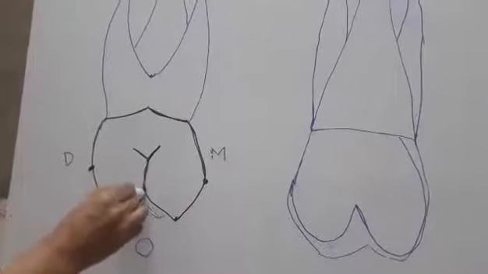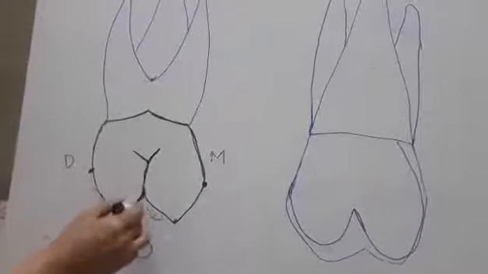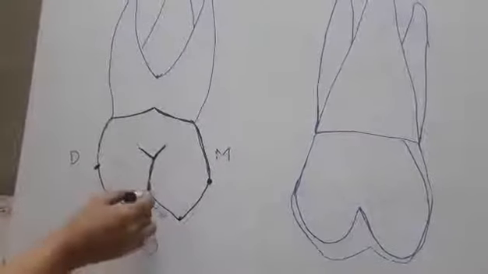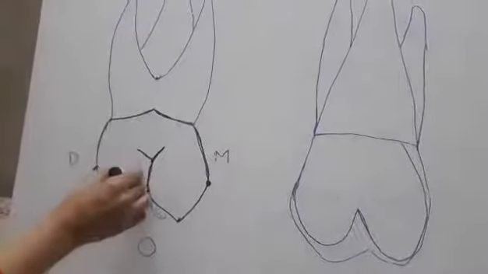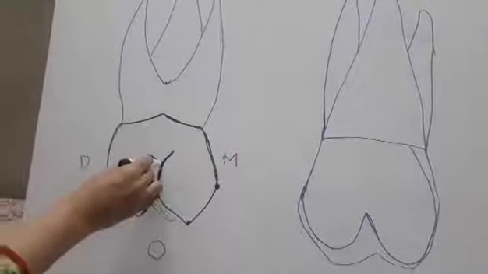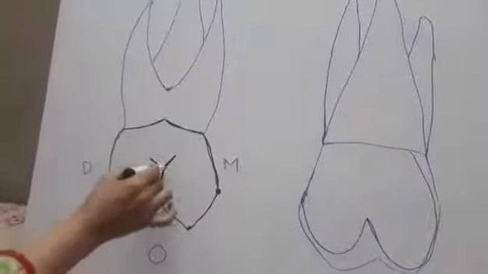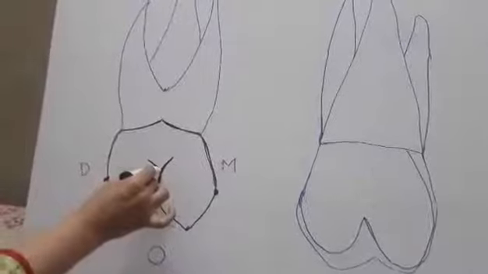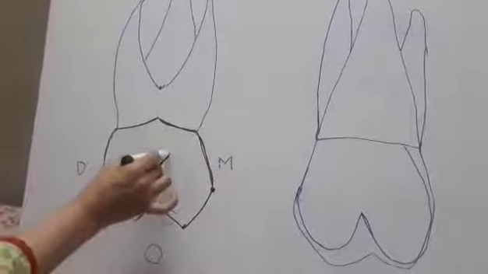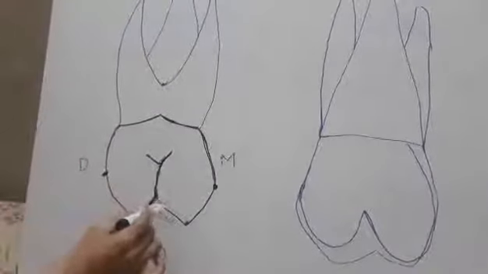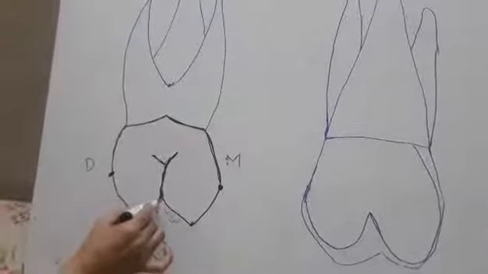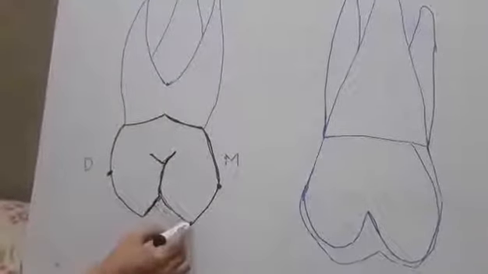This buccal groove originates on the occlusal surface and runs onto the buccal surface. Here in the middle third of the crown, it either ends in a pit, or it just fades, or it divides into two branches which later fade. The two portions of the occlusal outline are these two portions.